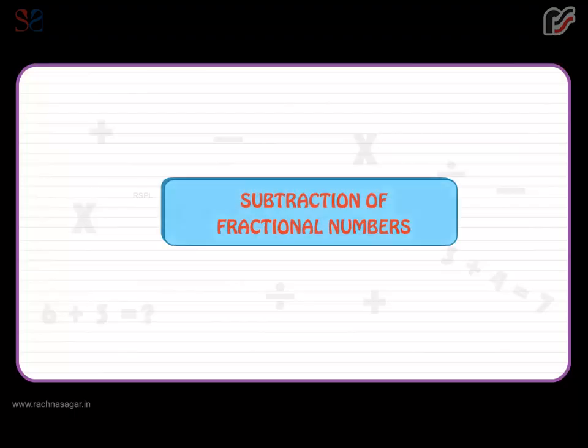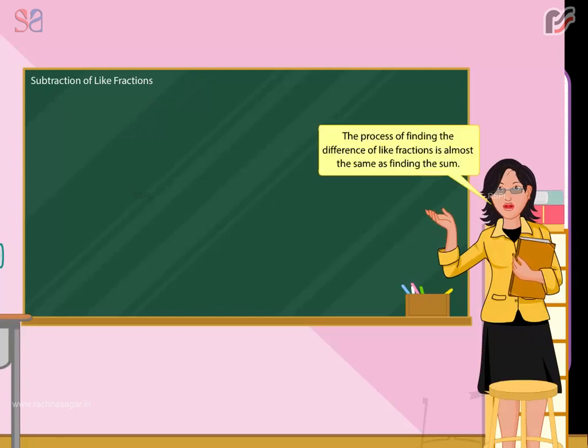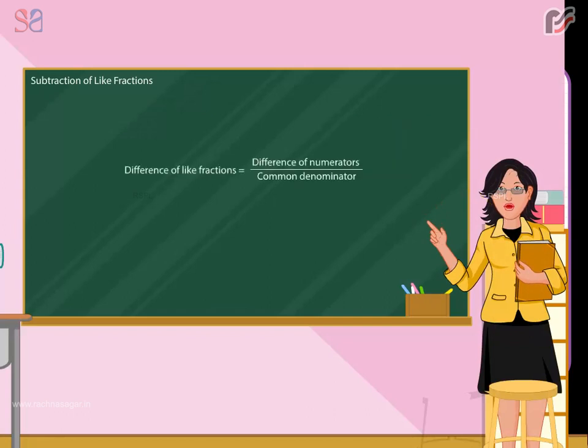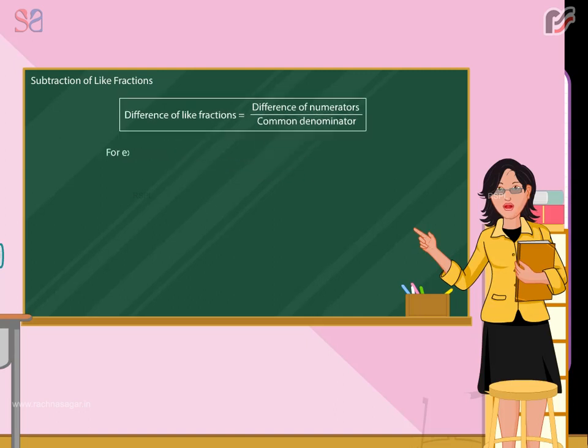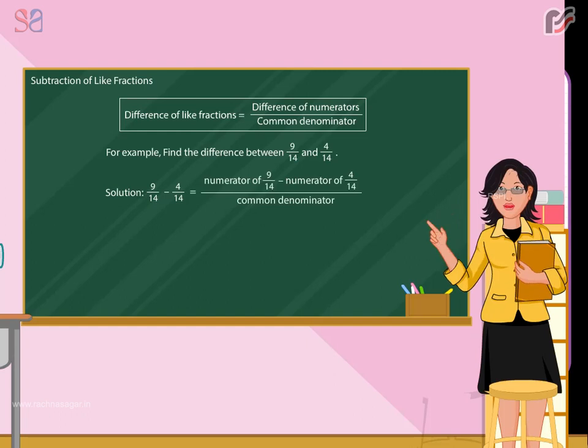Subtraction of fractional numbers. Subtraction of like fractions. The process of finding the difference of like fractions is almost the same as finding the sum. Difference of like fractions is equal to difference of numerators by common denominator. For example, find the difference between 9 by 14 and 4 by 14. 9 by 14 minus 4 by 14 is equal to numerator of 9 by 14 minus numerator of 4 by 14, whole divided by common denominator, is equal to 9 minus 4 whole divided by 14, is equal to 5 by 14.